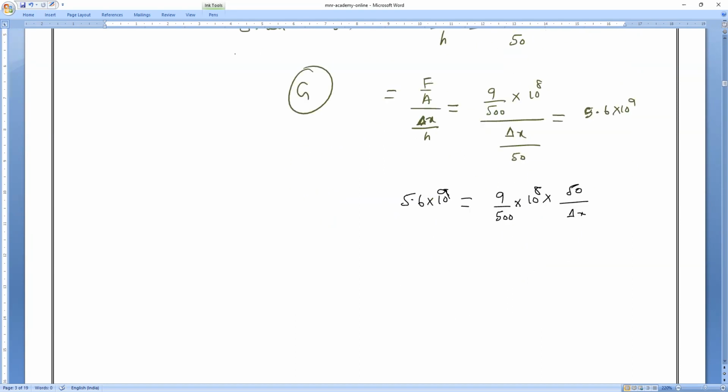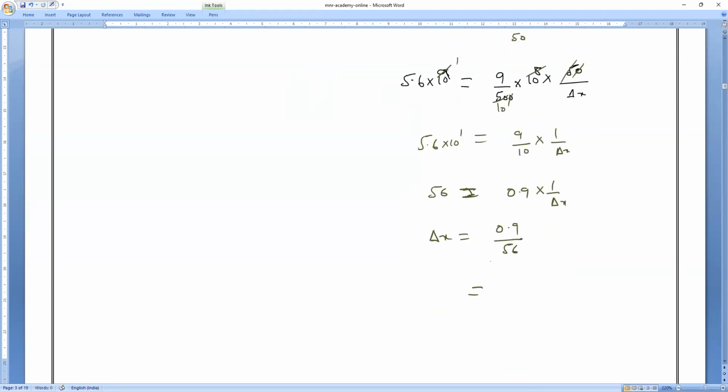Now you all can notice it. 10 power 9 and 10 power 8 will get cancelled, so here 10 will be there. Now 50 and the 0 will get cancelled, 5 ones are 5. Here what is remaining? 5.6 into 10 power 1, which is 56, is equal to 9 by 10 into 1 by delta x. I'll write 0.9 into 1 by delta x. So delta x will come this side. So delta x is equal to 0.9 divided by 56. Am I right, everybody? Please respond, guys.